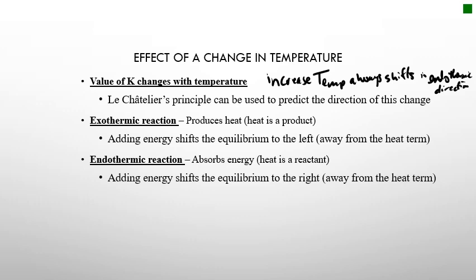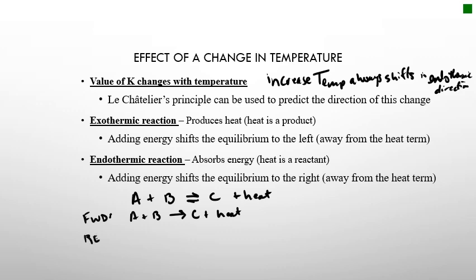Now, I want to just show you a generic example of a reaction here so that you guys can get a sense of what we're talking about. So I'm just going to put an A plus B forming C plus heat reaction. In the forward direction, I would have just the same as written: A plus B forms C plus heat. If I were to look at that in terms of the reverse reaction, however, I would now have C plus heat forms A plus B.